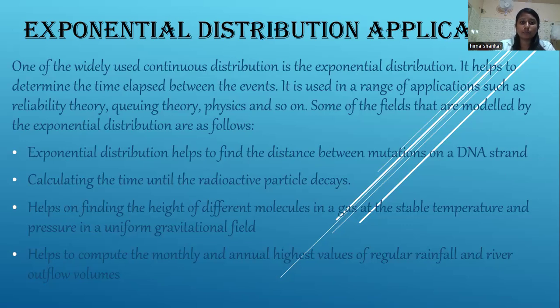Exponential distribution helps to find the distance between mutations on a DNA strand. So you already know there are many bases on the DNA strand, that is A, T, G, C. When they get mutated, they may change themselves, and the whole property of the DNA changes. So the time gap between getting mutated can be known by using this exponential distribution application in this process.